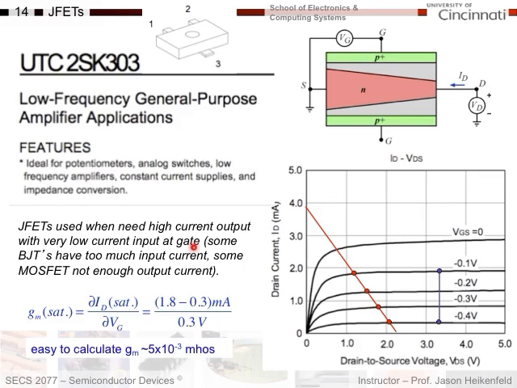Think of a BJT. Sometimes you might have too much input current. Think of your input current for a JFET. It's really, really low, because this is a reverse bias diode, right? And so you have even less input current. And sometimes, if you have a MOSFET, you might not get enough output current. So that's kind of a sweet spot in which JFETs can operate.